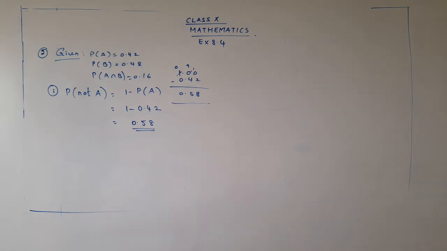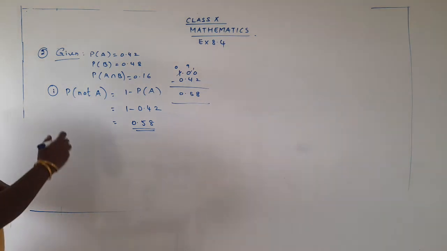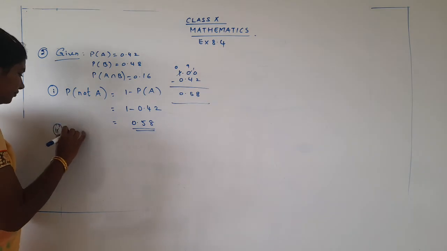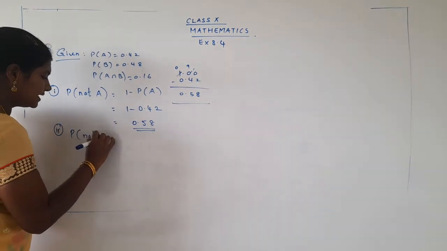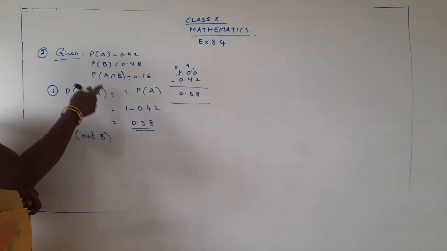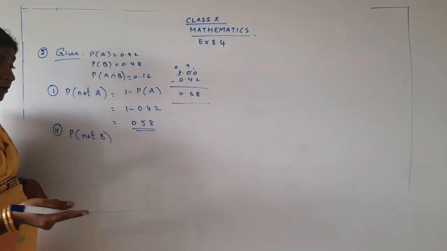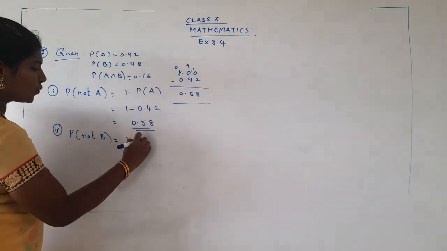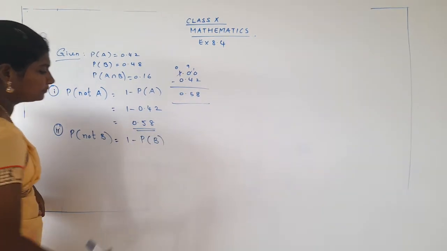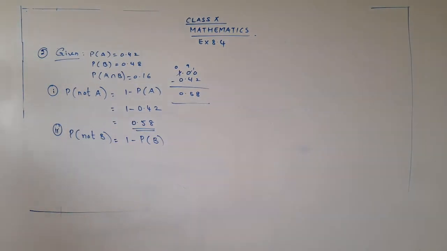Let's go for the second subpart. The second subpart is P not B. Come on, try out the sum, children. The same procedure, but there it was not A, so I took P of A. Here it is not B, that means you have to take P of B. So 1 minus P of B. Substitute the values and get the answer.